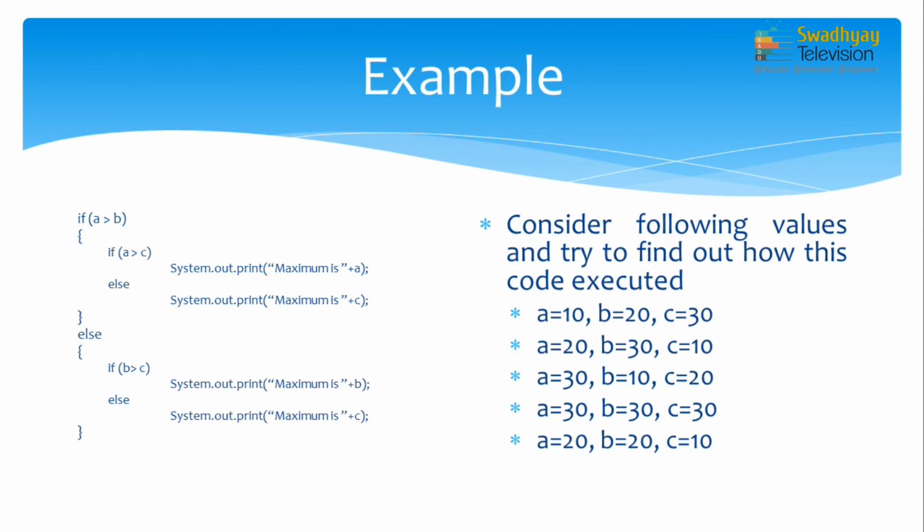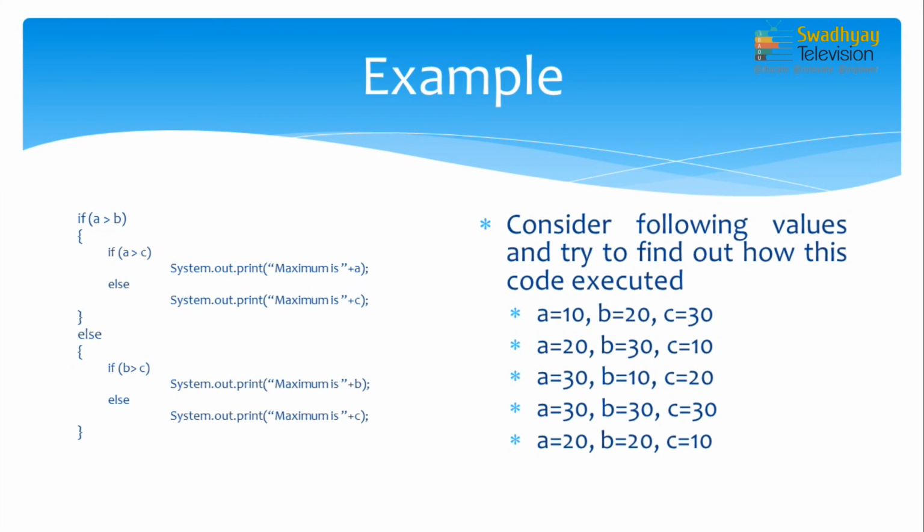Now, suppose what happens if a is not greater than c? We have written that a is already greater than b and a is not greater than c, that means the maximum number is c. So, inside the else of the inner if statement we write down maximum is c.